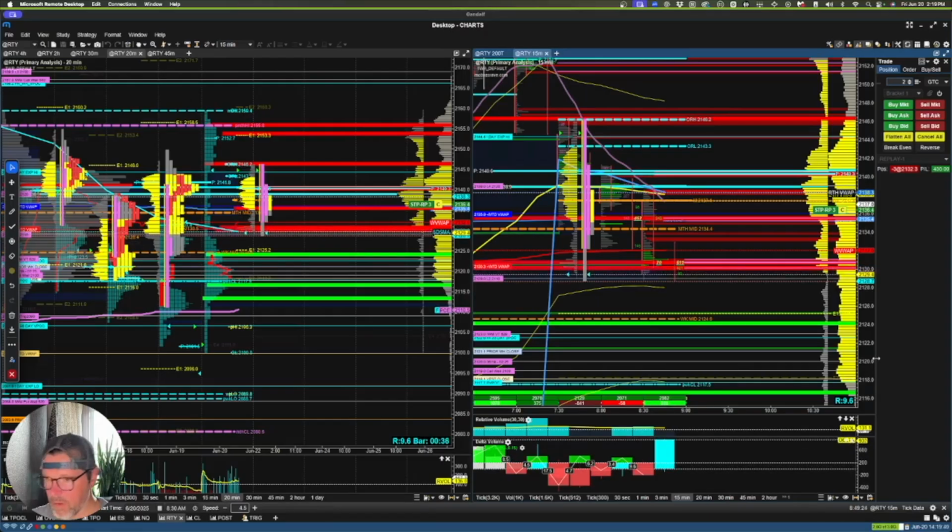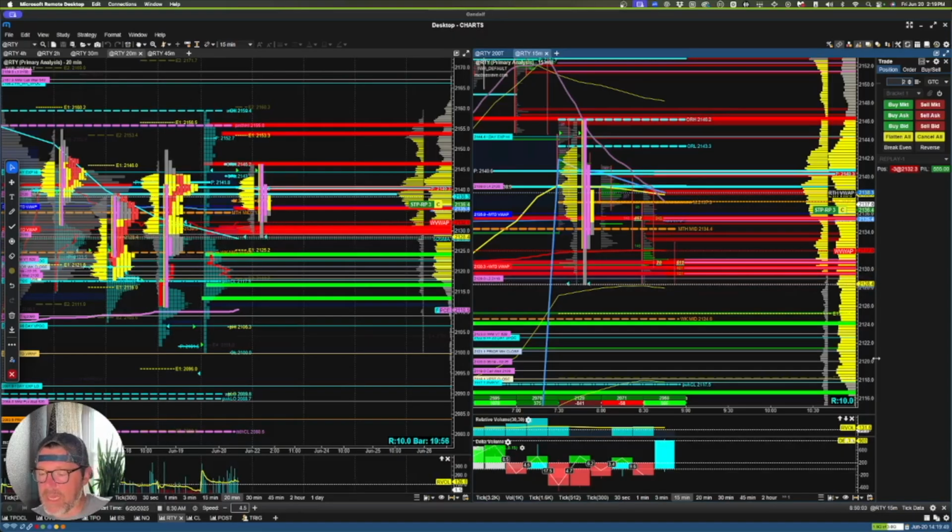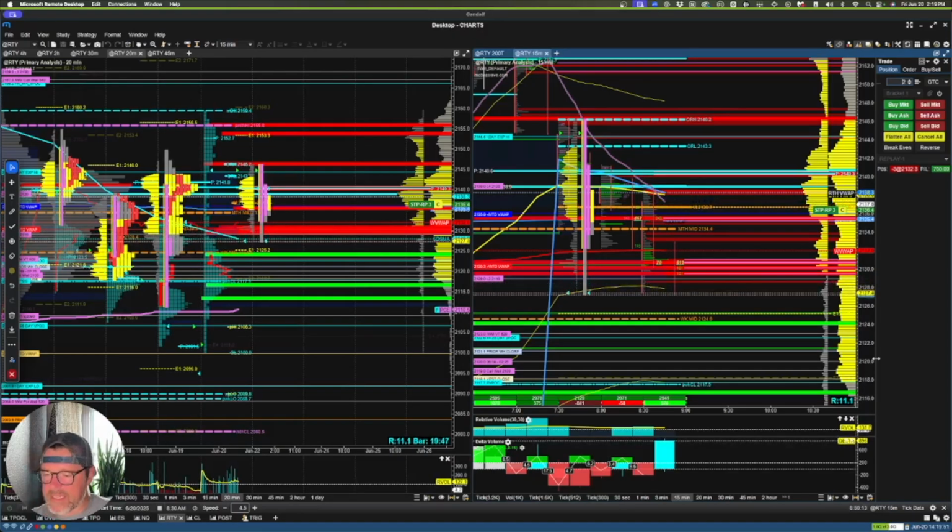Now I'm not moving my hard stop just yet. But I do know what shouldn't happen at this point as we're pushing outside of that IB. We should not get quickly back inside that initial balance. Okay.